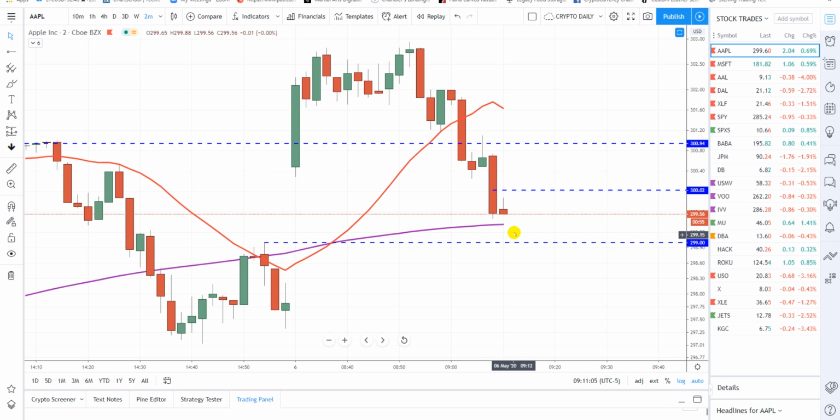Well, no, we've already flushed past it. Okay, let's see if we come down to gap fill. We will take a position here if it hits at 299.